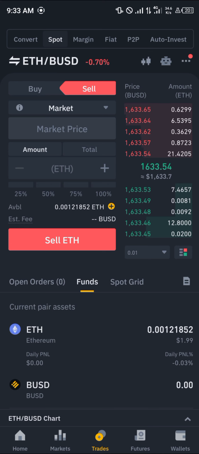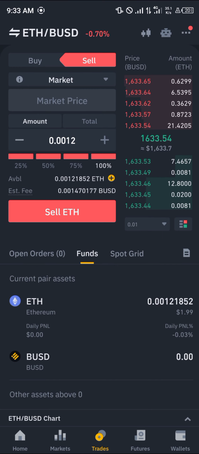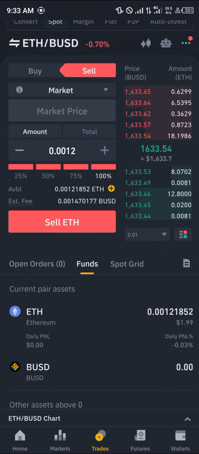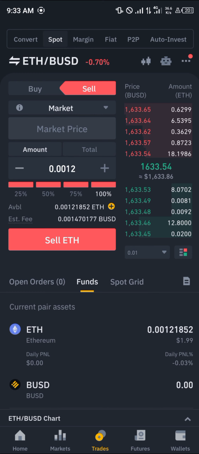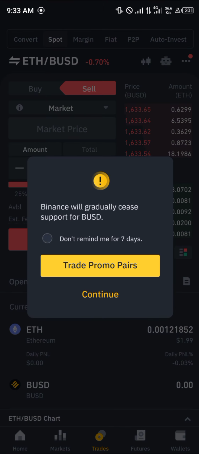So now simply enter an amount of Ethereum you wish to sell for some BUSD and simply click on the sell Ethereum option and you'd have some BUSD on your wallets.